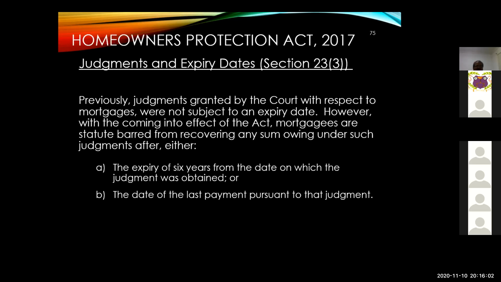Okay, so what this means is that if judgment was obtained on a certain date and no payments were received subsequent to that judgment, then the judgment expires on the 6th year. Okay. B means that if judgment was obtained at a certain point in time, but let's say subsequent to that judgment, a payment was made, well, then the judgment will expire 6 years from the date of that last payment. Okay.